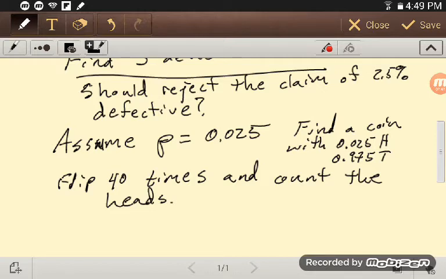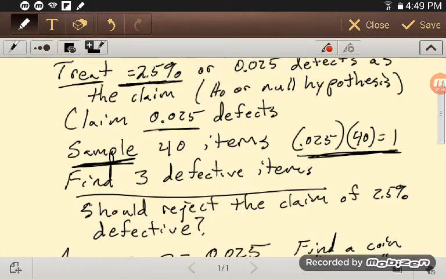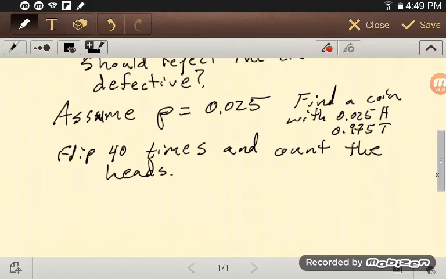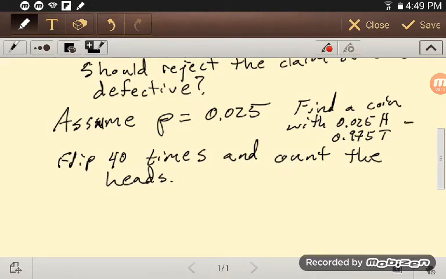Because that's what we were doing up here. We want to create our assumption, and our assumption came from our claim. Our claim was 2.5% defects. But what did we do? We sampled 40 items. So from our assumption, we should be able to take this really funky coin and flip it 40 times, count the heads, just like we did with a fair coin, and see what happens. Well, do this 1,000 times this time instead of just 100. Let's do it 1,000 times.